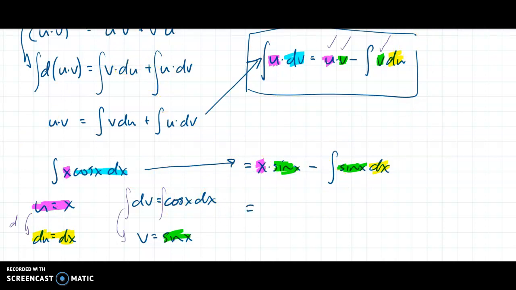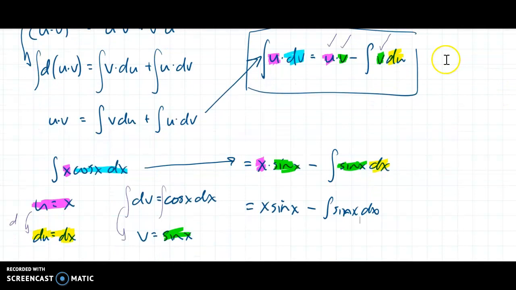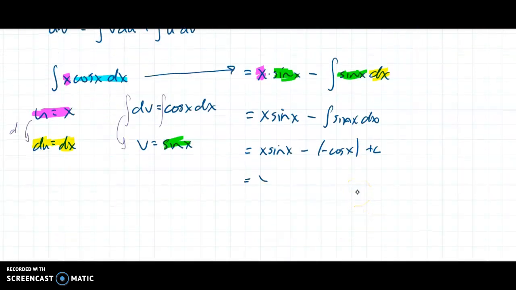So now I'm just going to write this without all the colors. I got x sine x minus the integral of sine x dx. So we can do the integral of sine x dx. The integral of sine x is a negative cosine x plus a constant, right? So this gives me x sine x minus, and then sine integrates to a negative cosine x plus a c. Notice I got my plus c here doing this integral. That's what I was trying to say earlier over here. And then I get x sine x plus cosine x plus a constant.